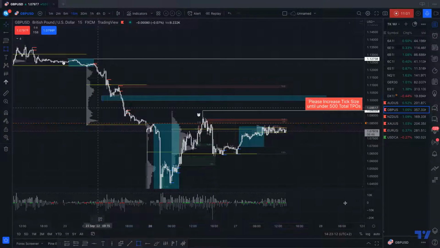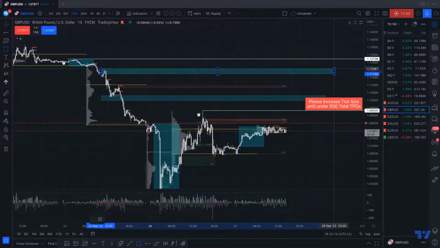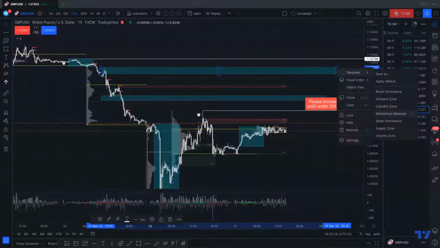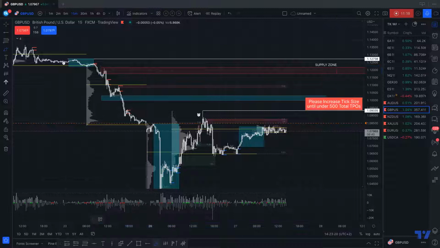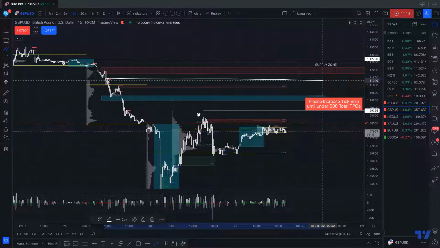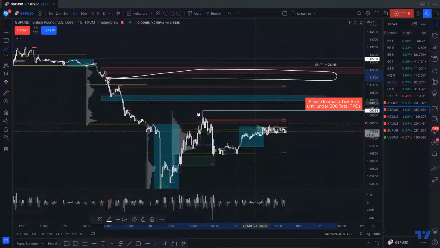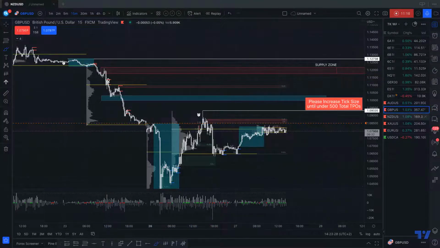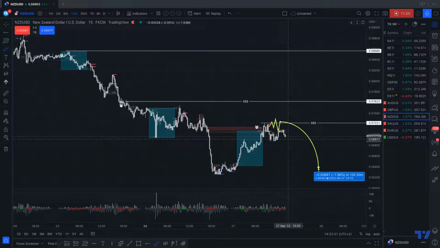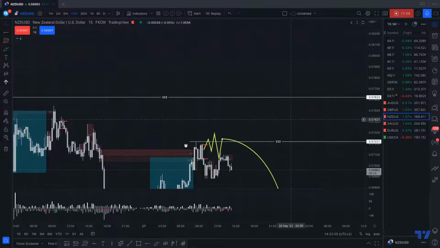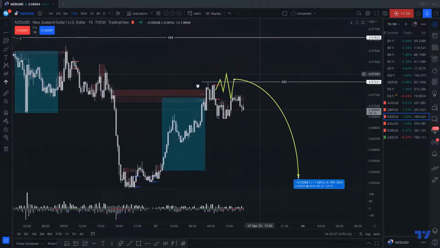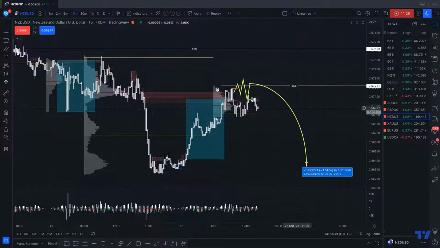Okay, same story here. We have a supply zone, and here, as you can see, we probably have liquidity that needs to be taken. Okay, NZDUSD. To be honest, this is the signal for today from the intraday perspective.